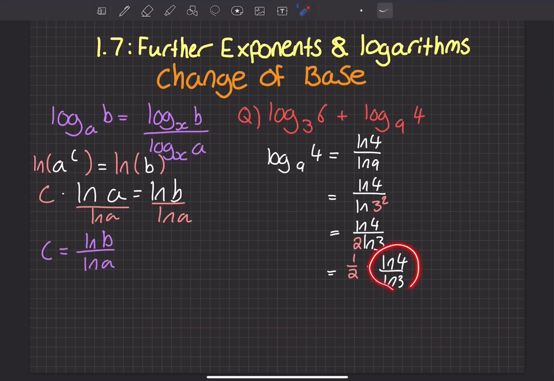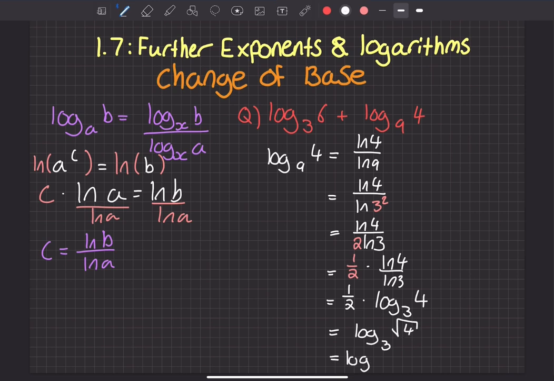And now we have it in this form again, right? We have the same form we started in, but now the base is 3. So if you write this as a normal logarithm, what we have is 1 half times log base 3 of 4, right? And again, what we know from logarithm laws is that this kind of just moves to the front. So this becomes log base 3 of root 4, or basically log base 3 of 2, right?